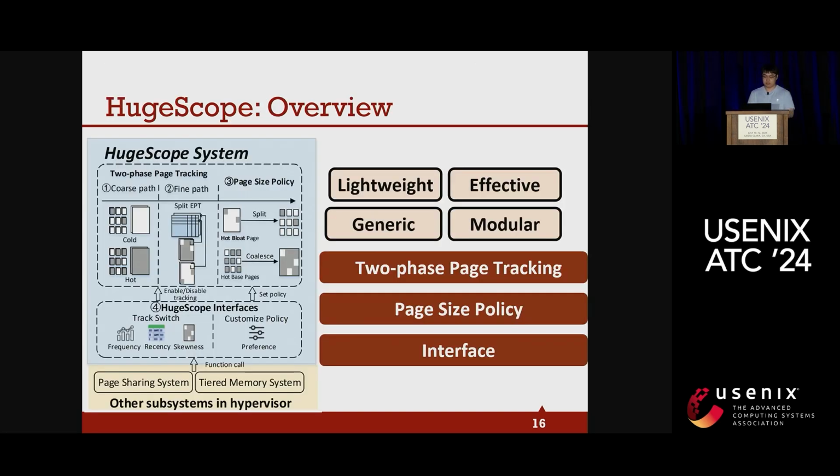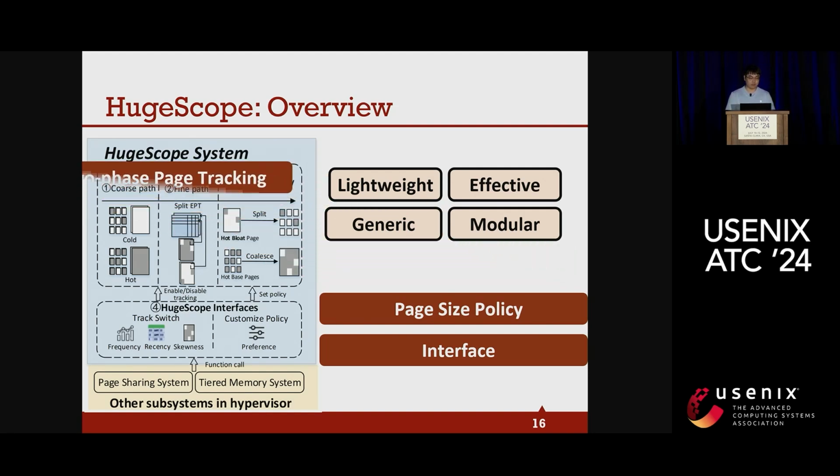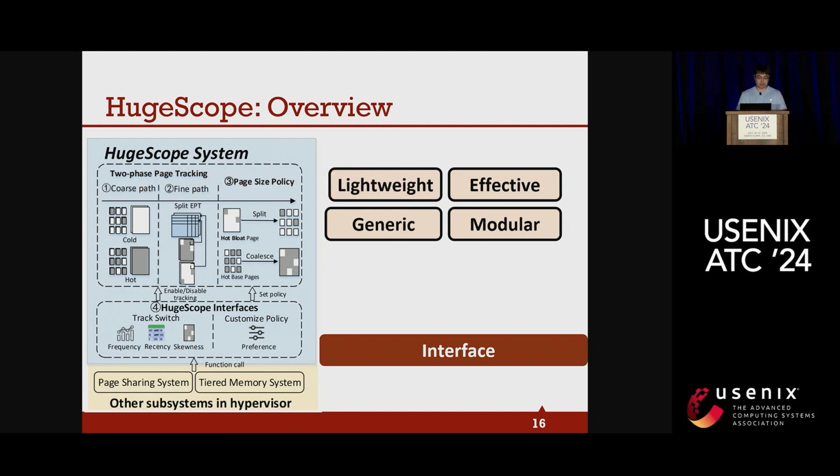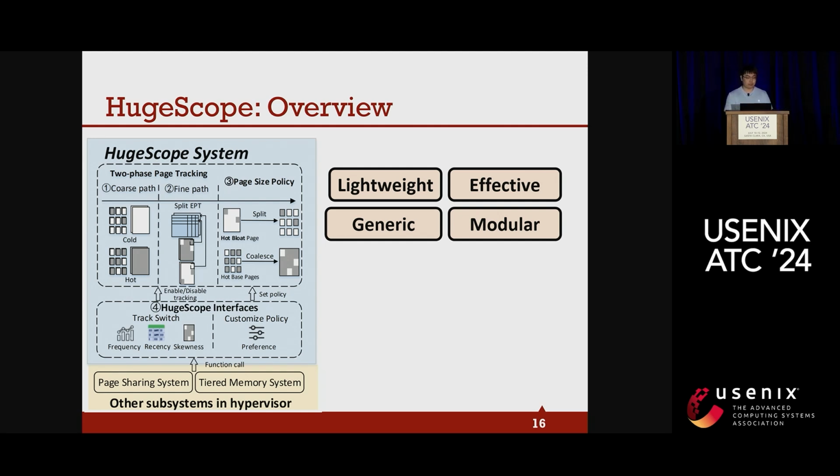So based on those observations, we propose HugeScope, a lightweight, effective, generic, and modular solution for hot bloat under virtualization. It features a two-phase page tracking, a comprehensive page size policy, and a modular interface. We then integrate HugeScope into the tiered memory management and the page sharing system.